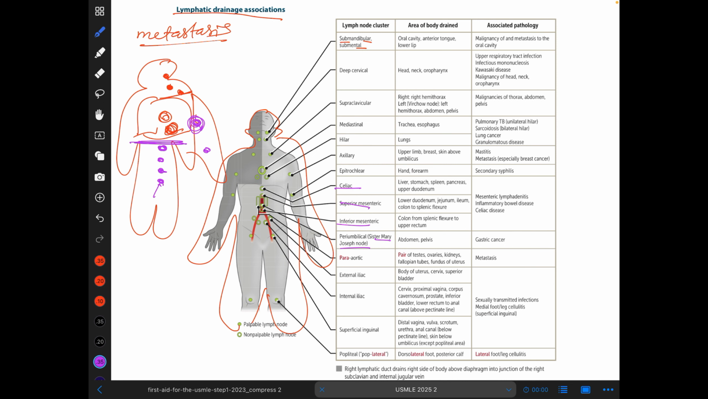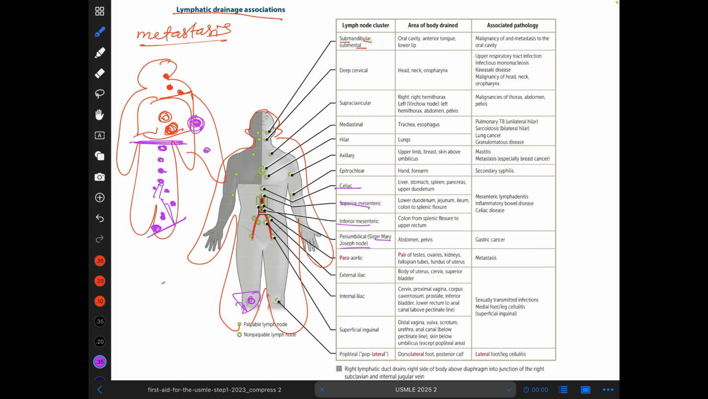There is the aorta. Near the aorta there will be para-aortic lymph nodes, then iliac. Outside the iliac there will be external, inside the iliac, internal iliac lymph nodes. There will be the inguinal ligament. Above the inguinal ligament there will be superficial inguinal nodes. And in the leg there is the popliteal fossa, so there will be popliteal lymph nodes.